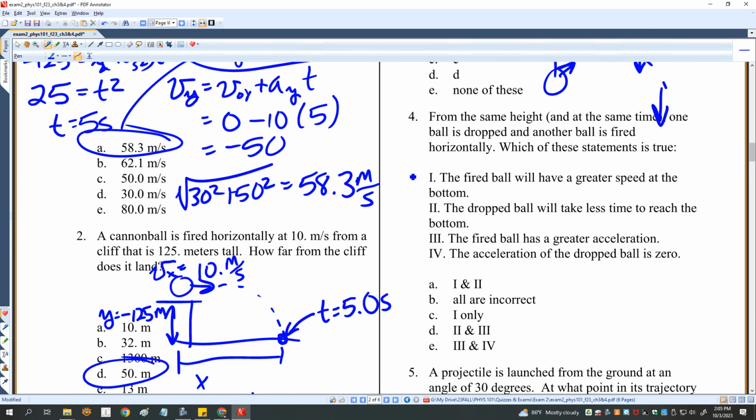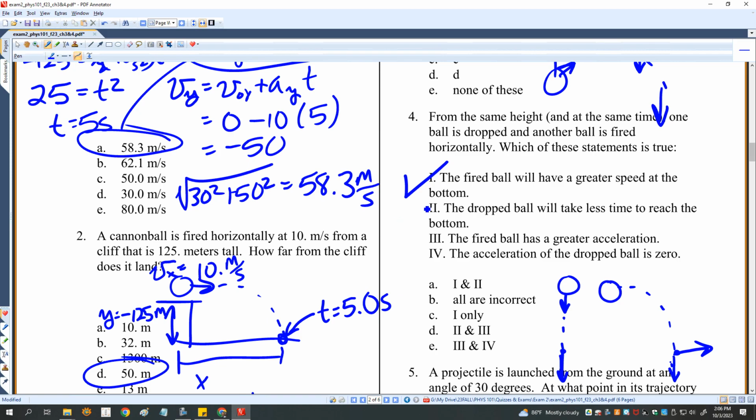One ball is dropped, another ball is fired. So I have one ball that just goes straight down, and then another ball that goes off to the side like that. Which of these statements is true? The fired ball will have a greater speed at the bottom. Yes, because it has a component that's in this direction and a component that's in this direction, whereas this one only has a component that's identical to this one, but only in the y direction. So that one is right.